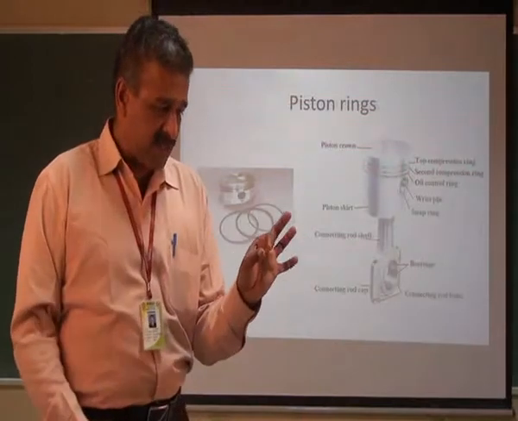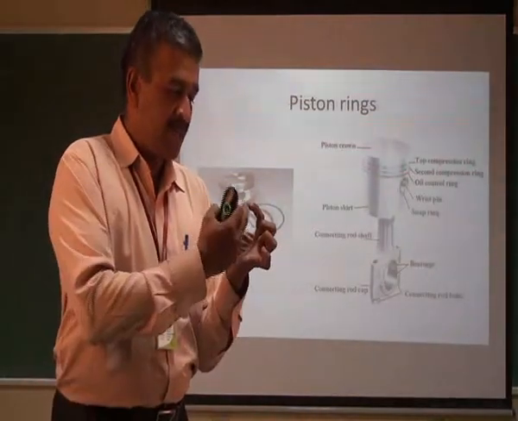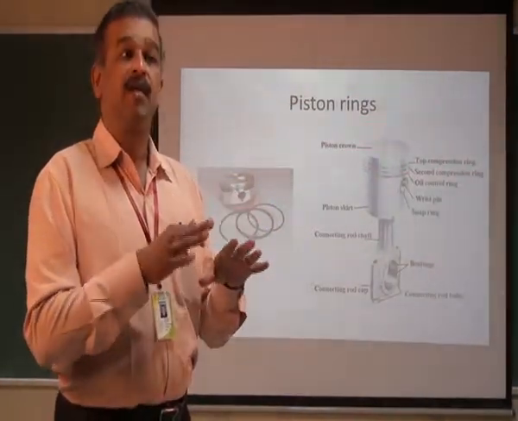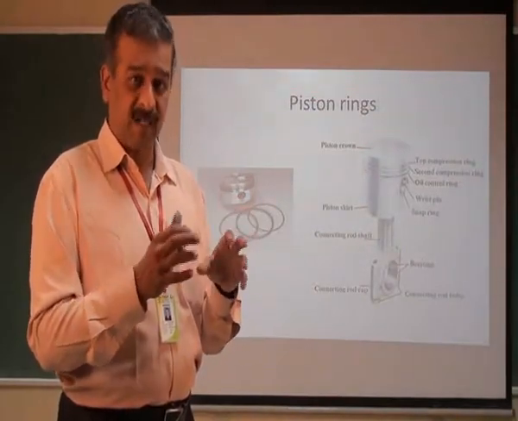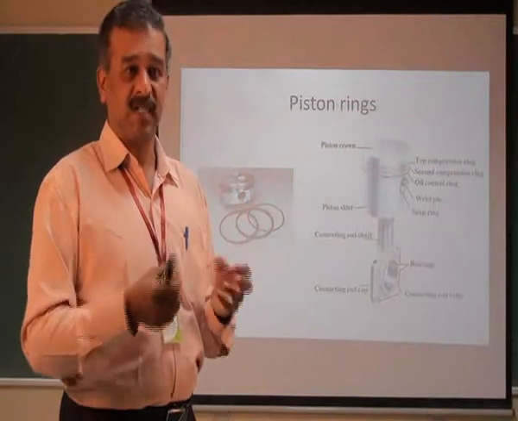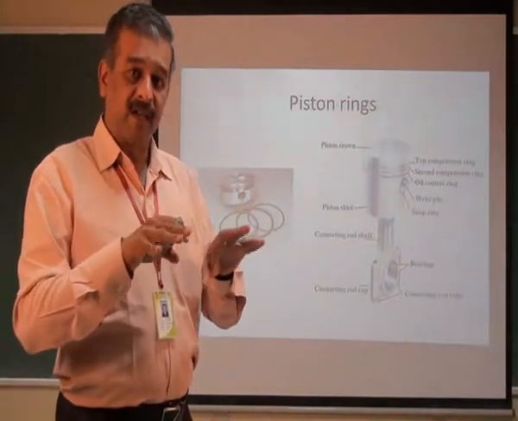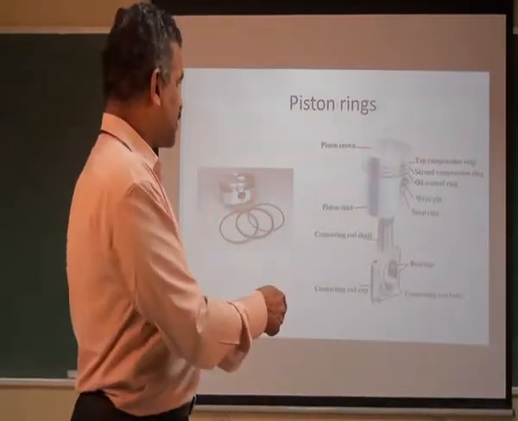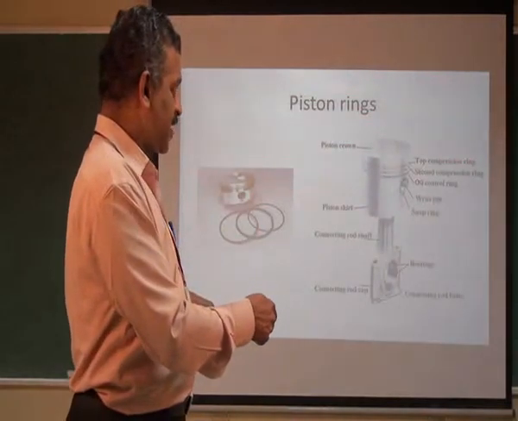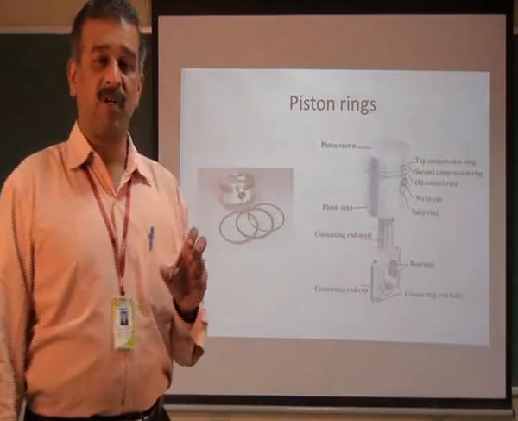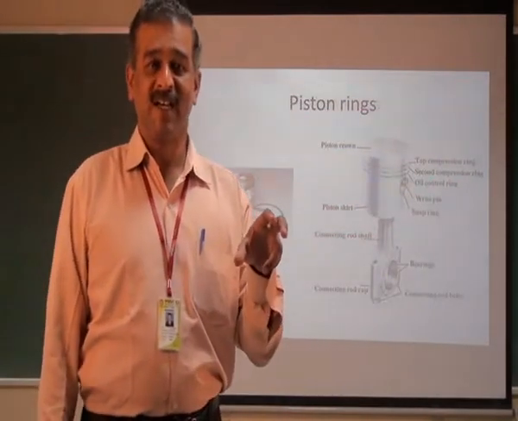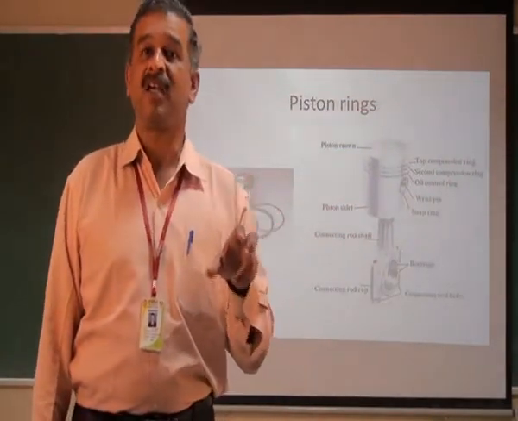You can see some holes also. Actually, the ring will be like this only. There will be a gap, so that when it is in cold condition, it is like this. When it is hot, after the engine started, it has to expand. That comfort should be given. So this is the top compression ring. It's the second compression ring. Third one is the oil control ring. What is the need for this oil control?